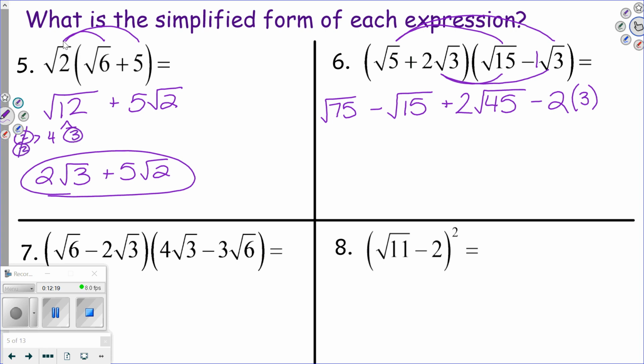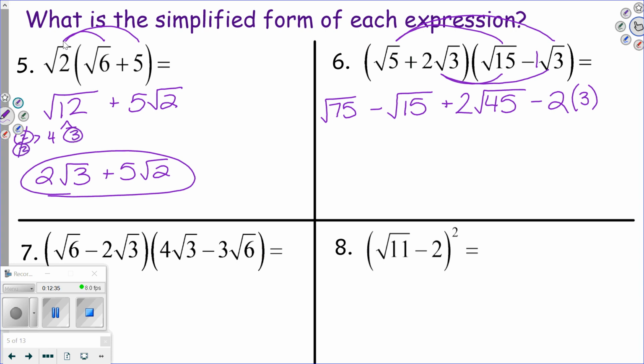All right. Now if you have a 9, that's in a radical. But if you wrote 3, it's not in a radical. Because technically radical 3 times radical 3 is radical 9. And the square root of 9 is just 3, not radical 3.